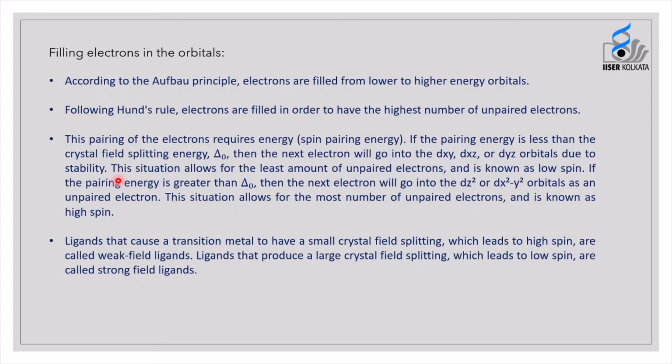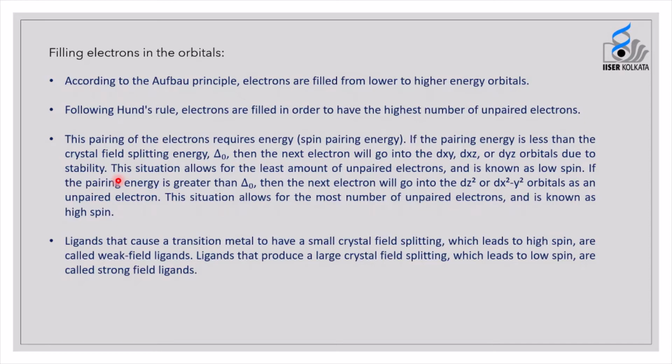If the pairing energy is greater than delta O, then the next electron will go into the dz square or dx square minus y square orbitals. So the same thing it is saying, that if the pairing energy is more than the splitting energy, meaning the amount of energy required to go into the upper orbitals, then the electrons will go to the upper orbitals, as electrons always prefer to remain unpaired. So as the energy is lesser, it will go into the upper orbitals before pairing with other electrons.